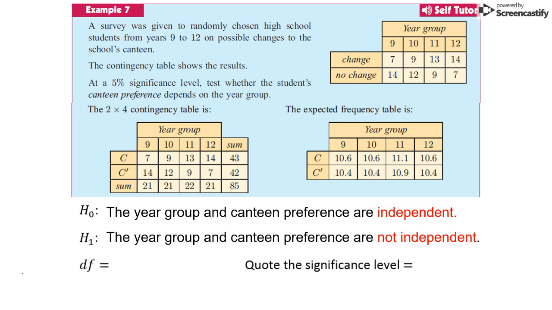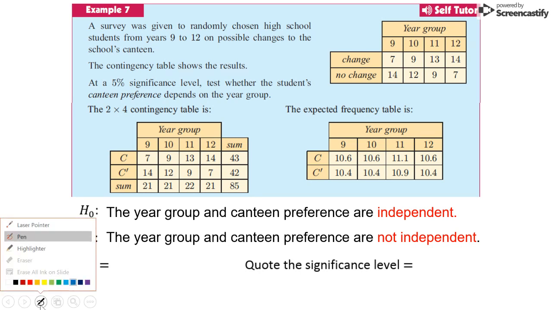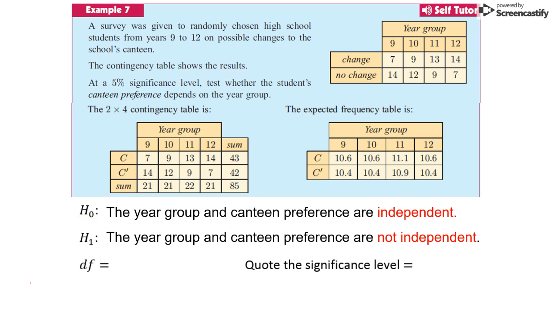The degrees of freedom comes from, again, your observed table. The observed table in this case has 2 rows, so I plug in a 2 here, and it has 4 columns. Notice I'm not including the sums. When I calculate the degrees of freedom, I do not include the sums, rows and columns in that calculation. So I end up with 2 minus 1 times 4 minus 1, and that gets me 1 times 3, which is 3. 3 degrees of freedom.